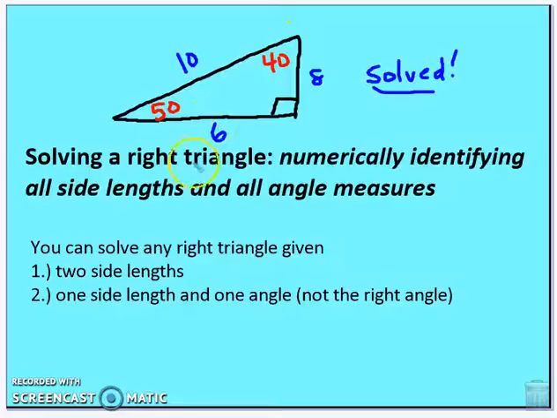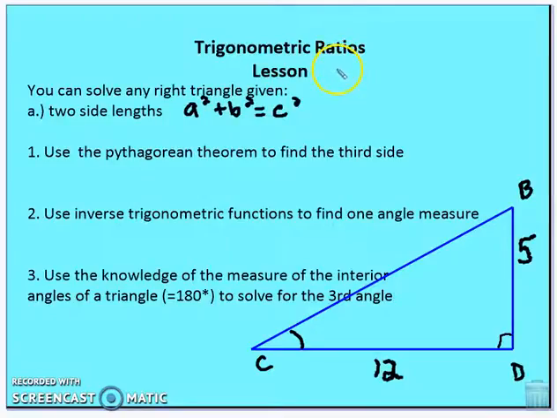And we can solve any right triangle, complete a right triangle's side lengths and angle measures, given any two side lengths or one side length and one angle measure, which is not the right angle. All right, so let's take the first example, two side lengths. We're going to use the Pythagorean theorem to solve for the third side. Then we're going to use inverse trig functions to find one angle measure. And then we're going to use what we know about the sum of the interior angle measures in a triangle to solve for the third.